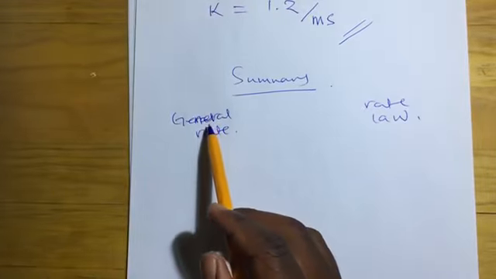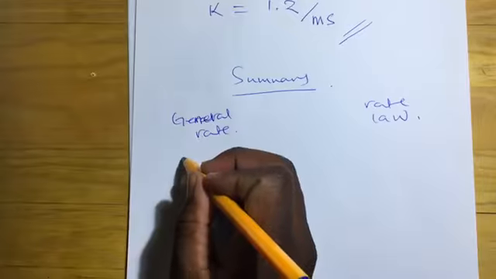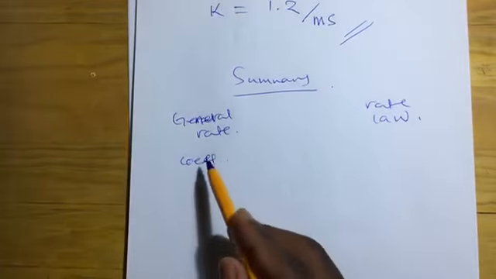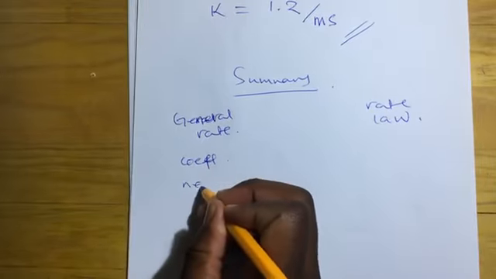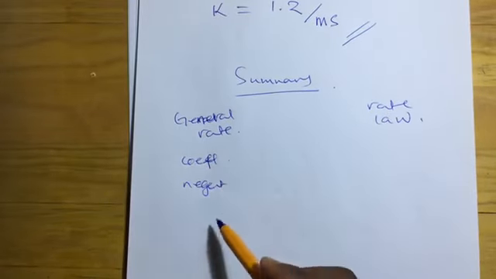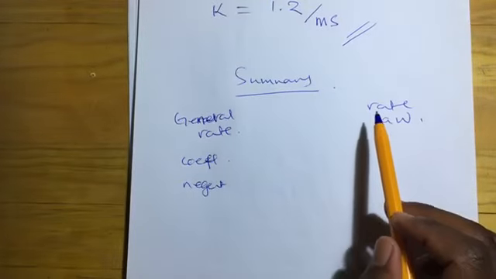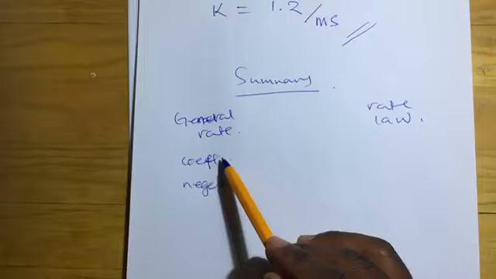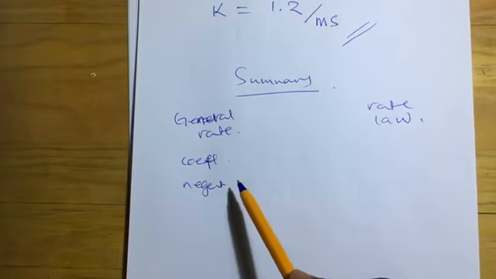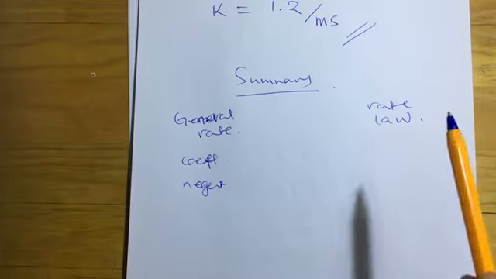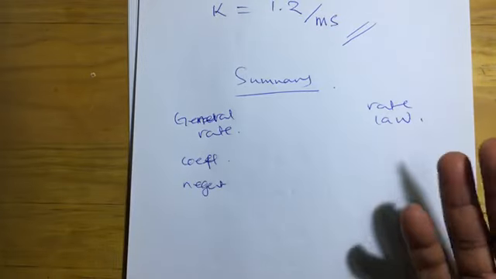So general rate is interested in coefficients. General rate is interested in negatives. And general rate is interested in both products and reactants. Rate law is not interested in coefficients. It's not interested in negatives. It's just interested in powers. You get? And then rate law has a constant K.